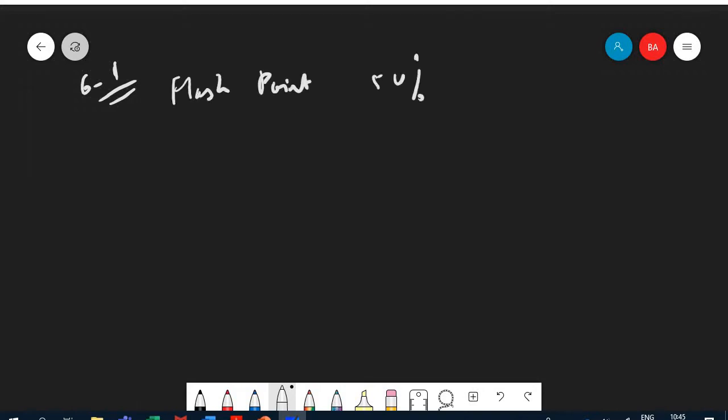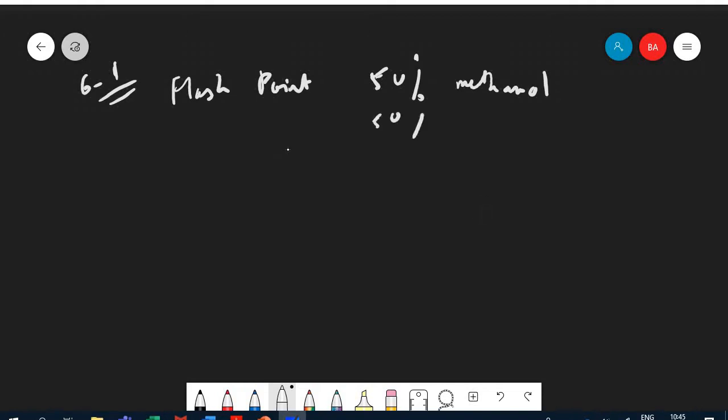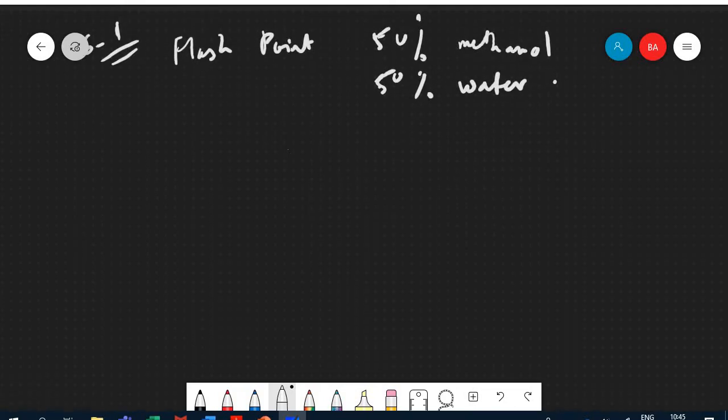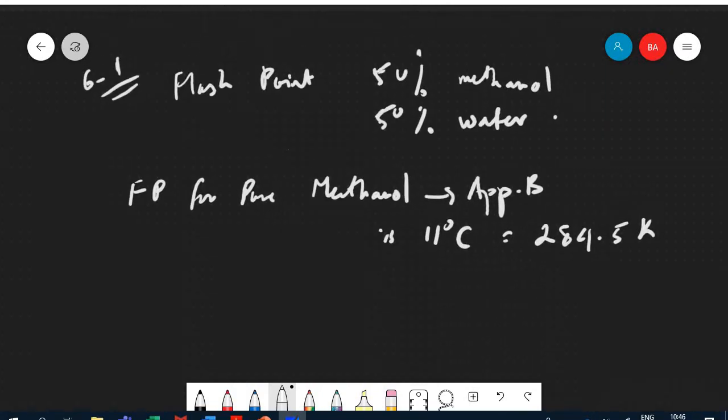And what do we have? We have 50% methanol and 50% water. So the first thing is to look at the flash point of pure methanol. You go to Appendix B, and in Appendix B you're going to see that the flash point for pure methanol is 11 degrees Celsius, which is equal to about 284.5 Kelvin. Great. Now, I don't have pure methanol, right?